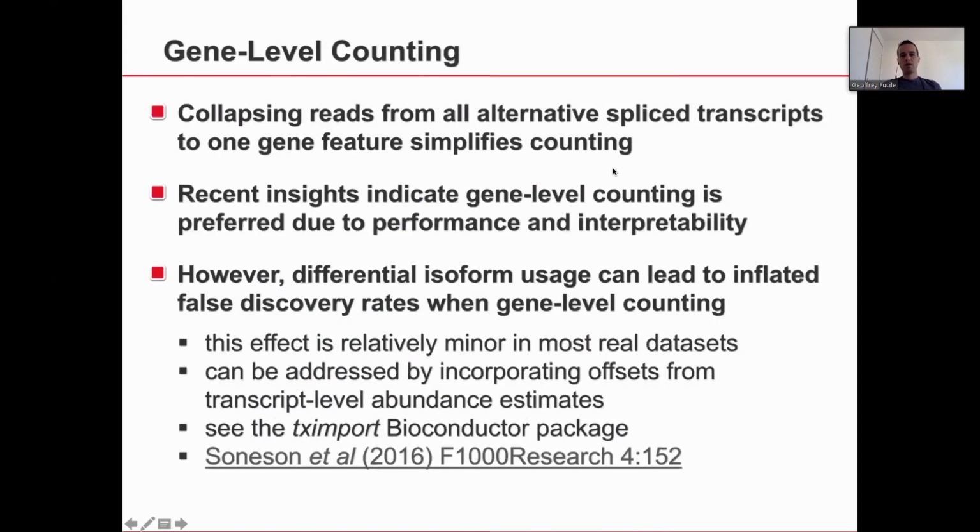So when we count at the gene level, we're collapsing the reads from all. I have a question, sorry. Yes, please. To identify if a read is uniquely to one transcript, are there reference transcripts, or how is that done?